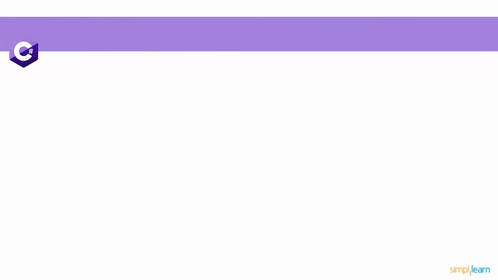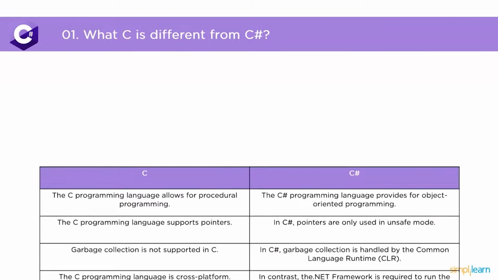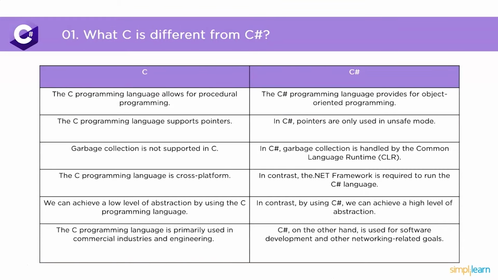So our first question is how the C programming language differs from C# programming language. The first difference is that the C programming language allows for procedural programming, whereas C# programming language provides object-oriented programming. The second difference is that C programming language supports pointers, whereas in C#, pointers are only used in unsafe mode. The third difference between C and C# is that garbage collection is not supported in C, whereas in C#, garbage collection is handled by the Common Language Runtime or CLR.